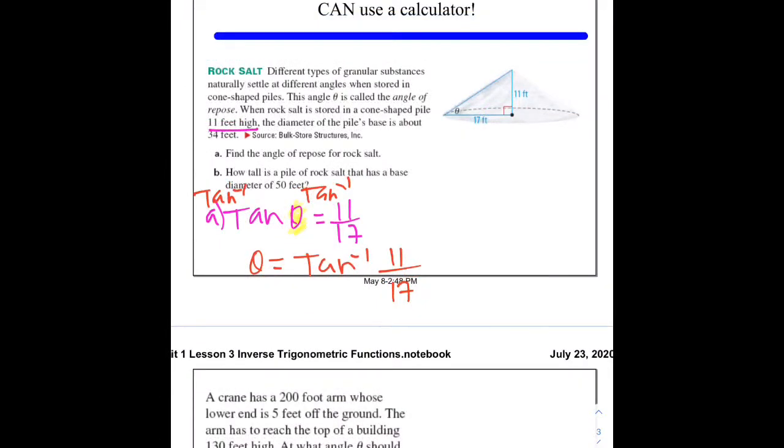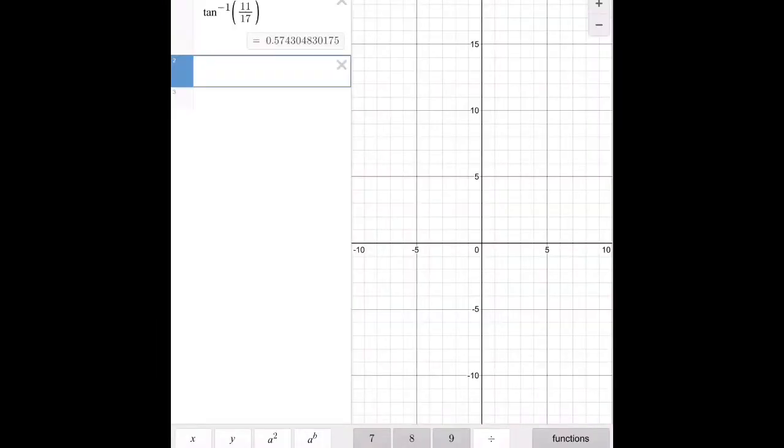So we're going to use Desmos to finish this problem. I'm going to type that in order to get my angle. And when I input the inverse tangent of 11/17, we get 0.57, which is a radian measure.